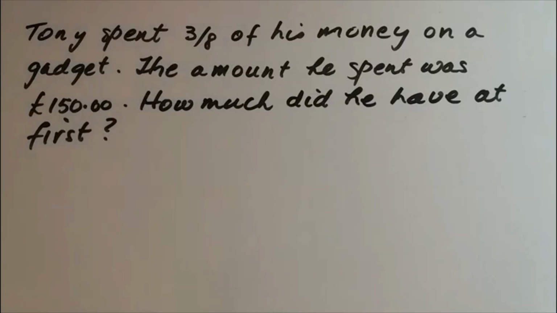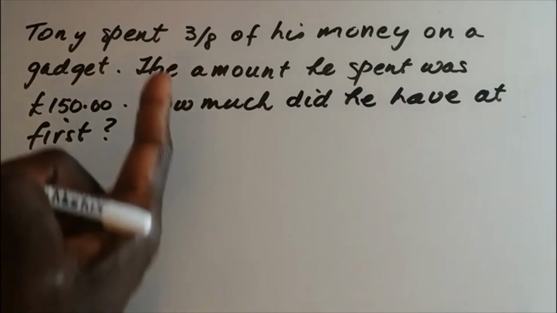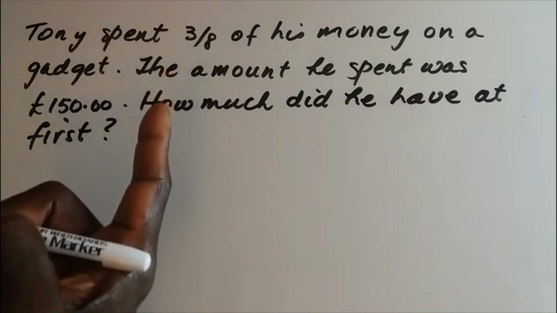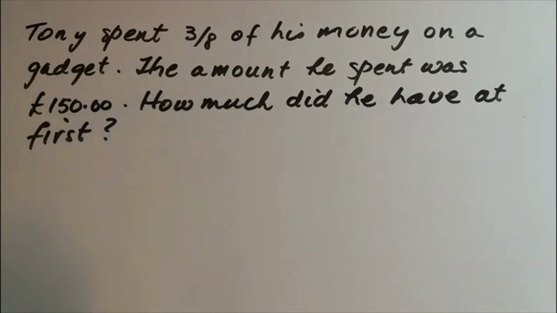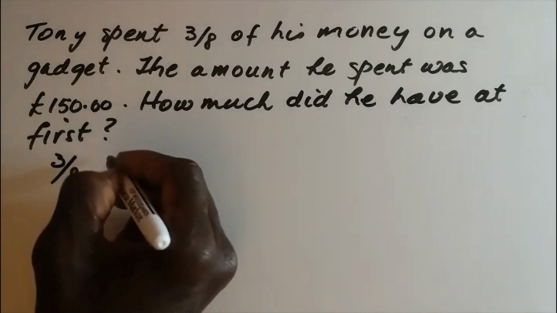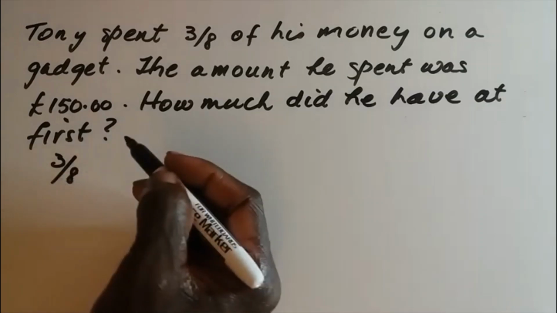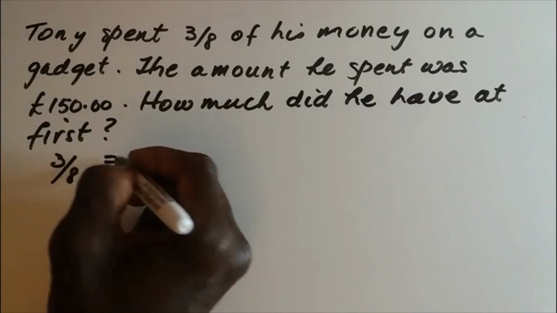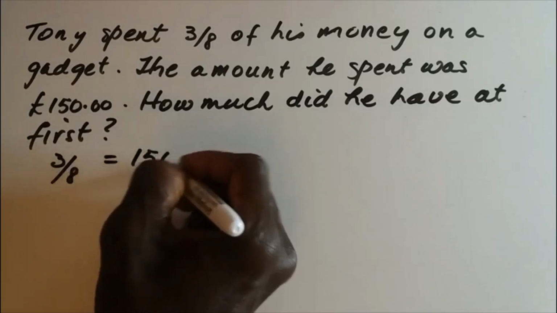Tony spent 3/8 of his money on a gadget. The amount he spent was £150. How much did he have at first? Well, they're telling us that 3/8 of his money was spent, and that amount is equivalent to £150. So we have that 3/8 of some amount that he spent is equal to £150.